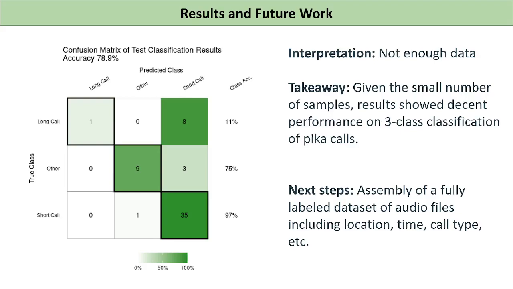The next step is the assembly of a fully labeled dataset of audio files including location, time, and call type. At the time of the research, there are 682.3 gigabytes total of collected data, but only a small percentage of this was processed due to computational and time constraints, so using more of the data could result in better performance by using it in the training data set. Additionally, other neural network architectures like pre-trained models could result in much better performance.